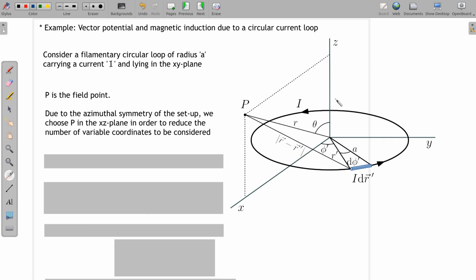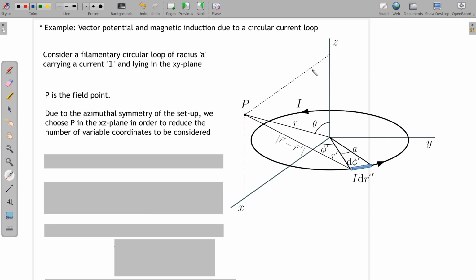Ideally speaking, we should place P at any arbitrary point, but in this problem the current is just going to circulate around, so whether I look at this loop from the xz plane, the yz plane, or any other plane, the situation is going to look exactly the same, because it's a steady current. So there is an azimuthal symmetry here. You could go around like this on any plane, and the situation is going to look the same. So we'll choose a plane which is going to simplify the problem.